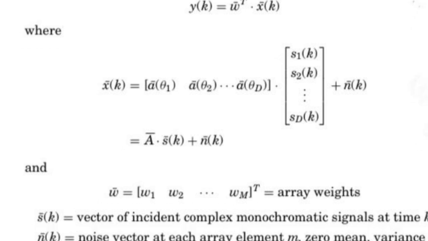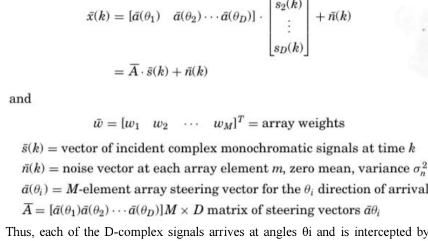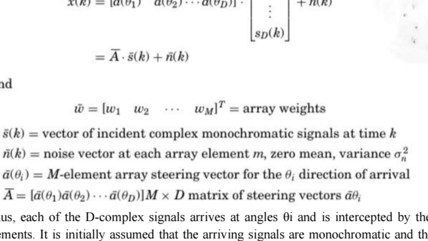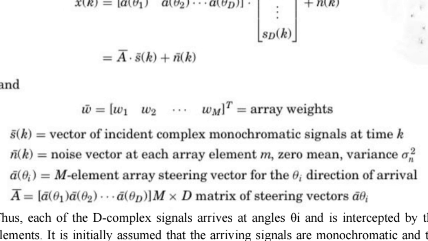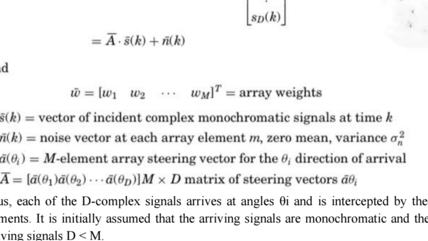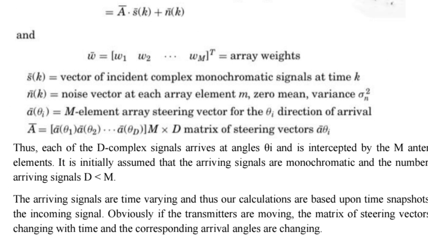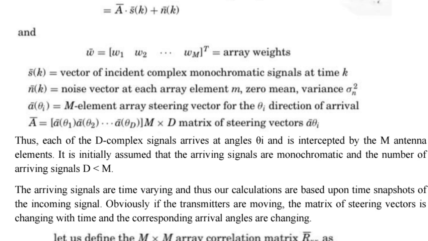Now this s of k is the vector of incident complex monochromatic signals at time k, and n of k is the noise vector at each array element m, zero mean and variance sigma n squared. And a of theta is the M element array steering vector for theta i, the direction of arrival, and A bar is the matrix of D steering vectors. Each complex signal arrives at the angle theta i and is intercepted by the M antenna elements. It is initially assumed that the arriving signals are monochromatic and the number of arriving signals D is less than M.